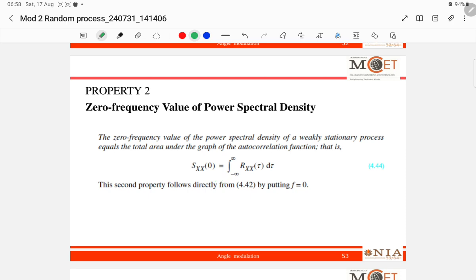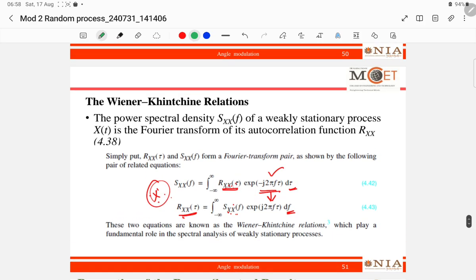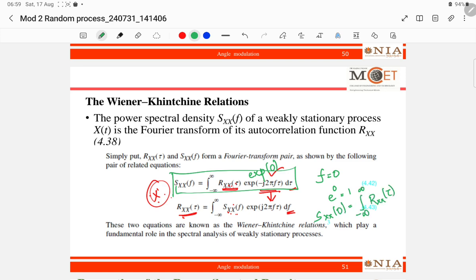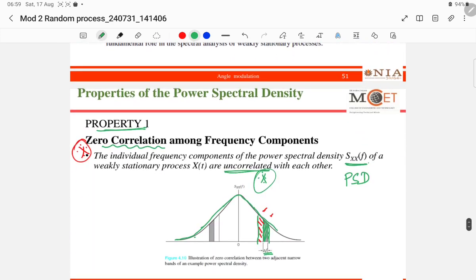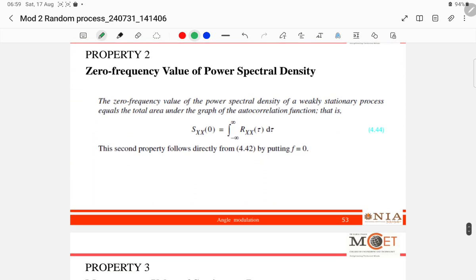If we have the Wiener-Khinchin relations, take this first expression. In this, substitute f equal to 0. The exponential term becomes exponential of 0, and exponential of 0 means it is 1. So we will have Sxx(0) equal to the integral from minus infinity to infinity of Rxx(tau) d tau. So this is what is represented here.